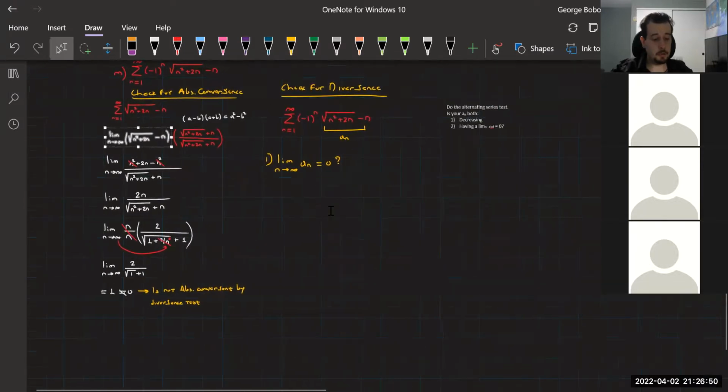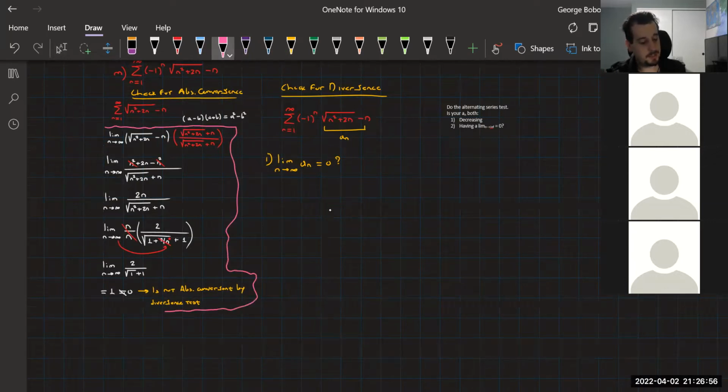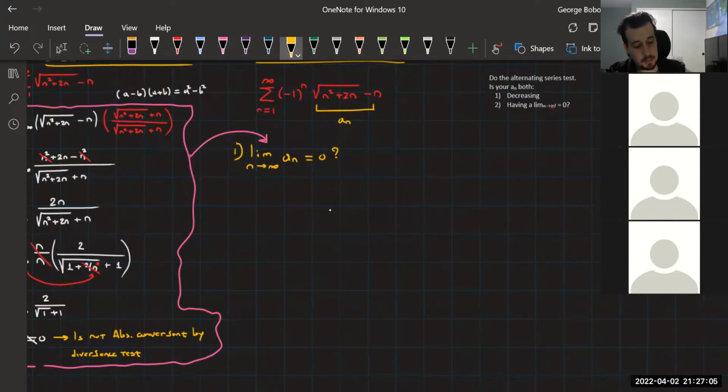So I would highlight here, if I was writing this as an exam, I would communicate the fact that I'm not going to retake the entire limit. I'm just going to highlight that and say, hey, check this out. I've done the work. So the limit as n goes to infinity is equal to 1, which is not equal to 0. So immediately it diverges. I don't have to check the other condition. Diverges by alternating series test.